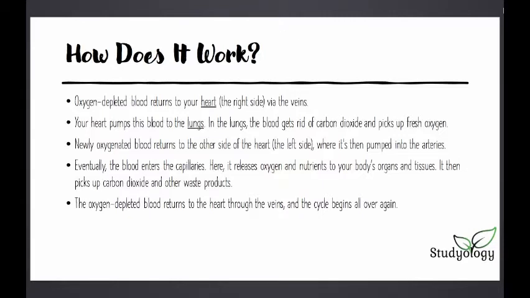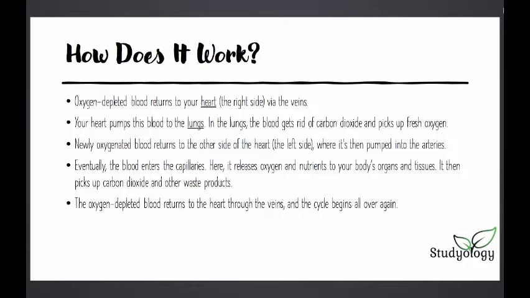So what happens? Oxygen-depleted blood comes to your heart via the veins, and then your heart pumps this blood to the lungs, and the lungs is where the pulmonary action takes place. The blood gets rid of all the carbon dioxide, or all the unnecessary materials in the blood, and it takes in oxygen. So now it becomes oxygenated blood.